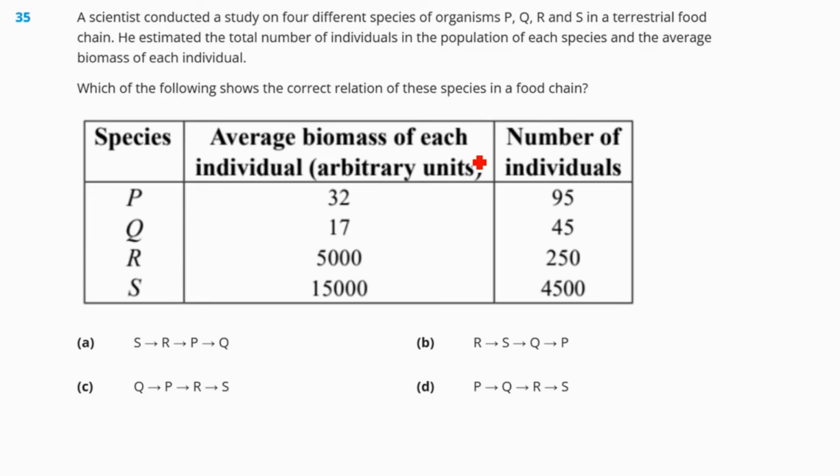So we have to find out which of the following shows the correct relationship of the species in a food chain. In a food chain, we know that there is a constant energy flow from one species to another, right? And the organism at the base of the food chain, in the producers group or primary consumer group, the number is more, right? So here we can see that S has the most biomass and the most number of individuals. So S should be first, then R, then P, and then Q, correct? Based on the number of individuals, because going through a chain, the primary consumers or the producers are in more numbers compared to the tertiary and the quaternary consumers. So our correct answer is option A.